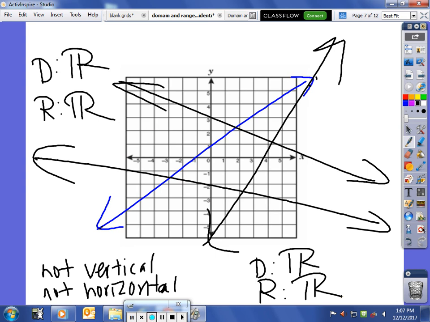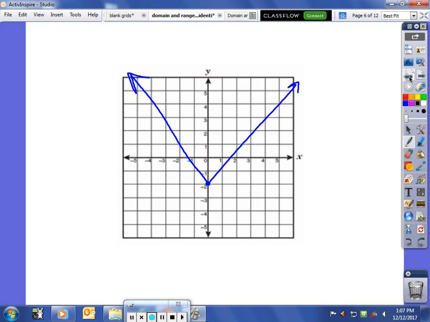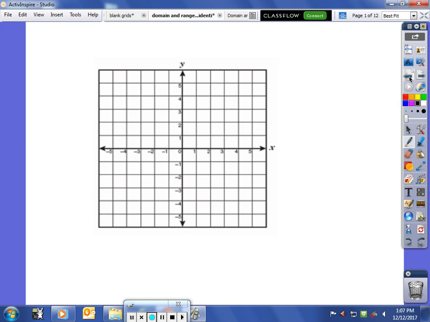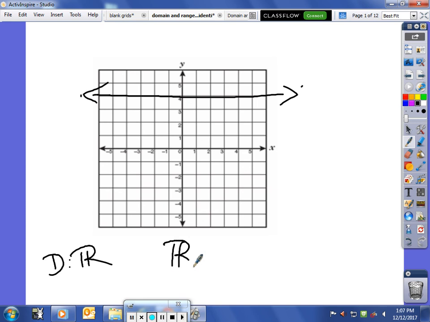All right. Let's talk about vertical and horizontal lines. Look at this line right here. What's the domain of that guy? All real numbers. Look at the left and right. I see an arrow to the left. I see an arrow to the right. The range, however, is not all real numbers. What's the range? Yeah, the range is just 4.